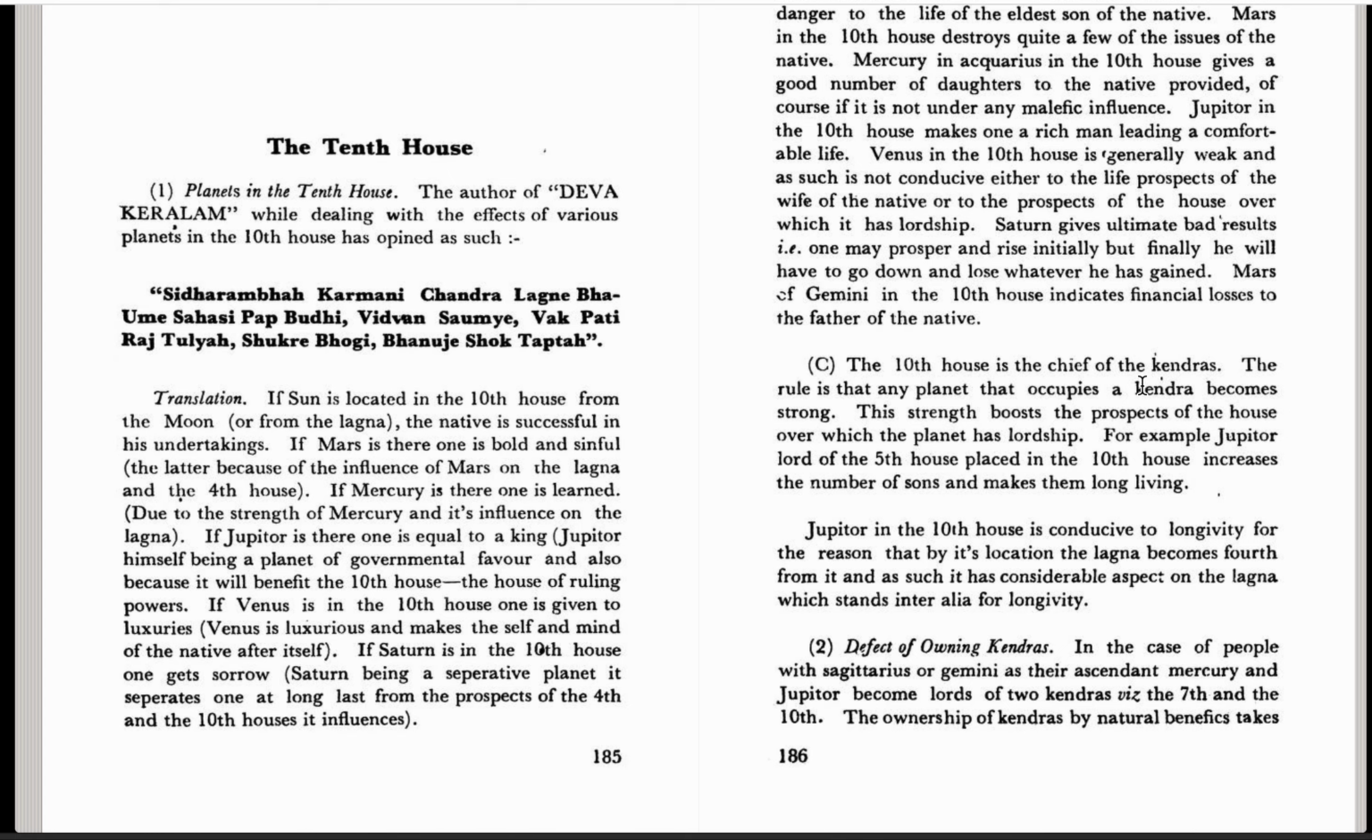Okay, the 10th house is the chief of the Kendras. The rule is that any planet that occupies a Kendra becomes strong. This strength boosts the prospects of the house over which the planet has lordship. For example, Jupiter, lord of the 5th house, placed in the 10th house, increases the number of sons and makes them long living.